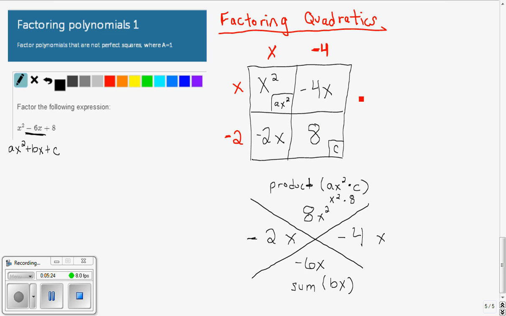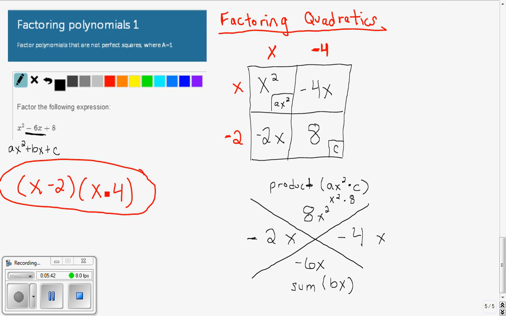Absolutely. So the final step here is that I have to write out the factored form. I'm going to write this out as the quantity x minus 2 times the quantity x minus 4. And that is my final answer here. And be aware, order doesn't matter in multiplication, so you could have just as easily written this as x minus 4 times the quantity x minus 2. That is equally acceptable.